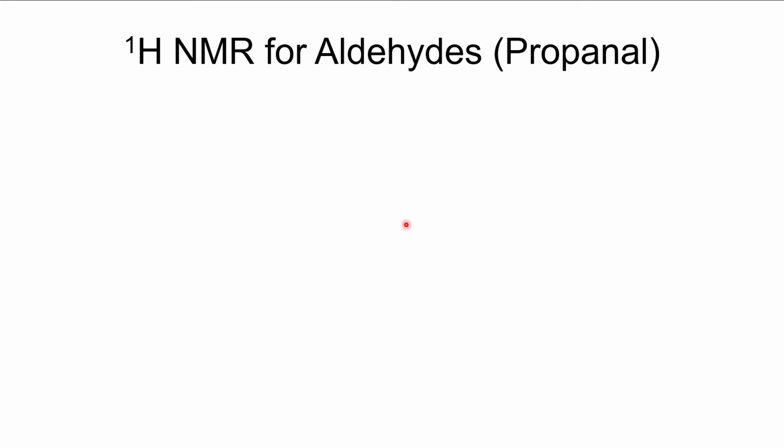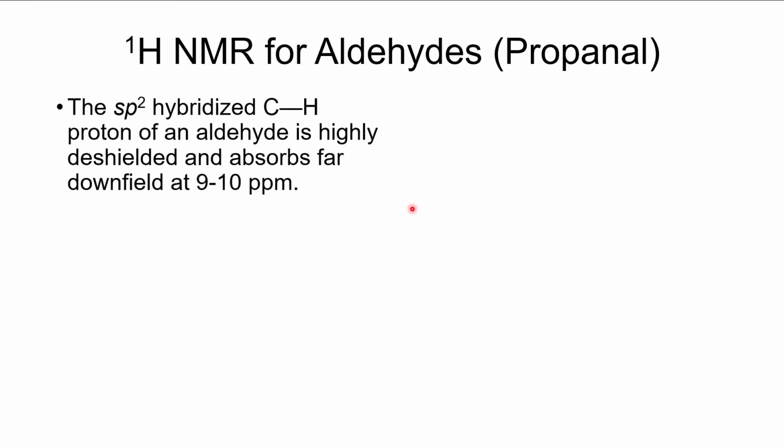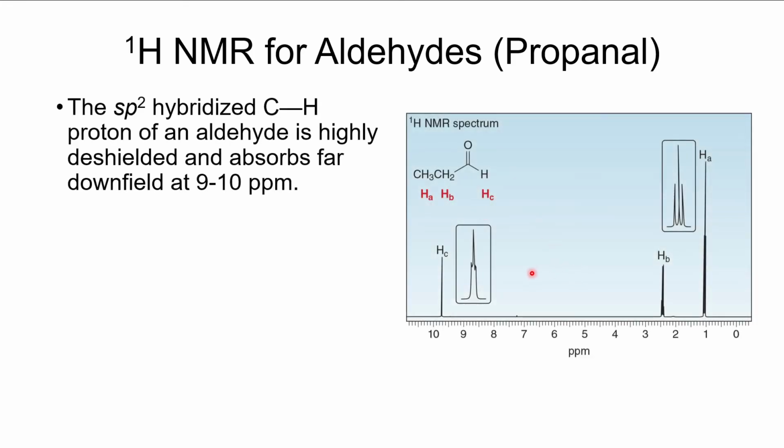So let's look at aldehydes, our proton NMR for aldehydes. And we're going to start with propanal. So here's propanal. And the very first thing that we'll notice is that the hydrogen that's on the carbonyl is very deshielded. That carbonyl pulls a significant amount of electron density away from that hydrogen, which deshields it. When we deshield it, it goes further downfield.